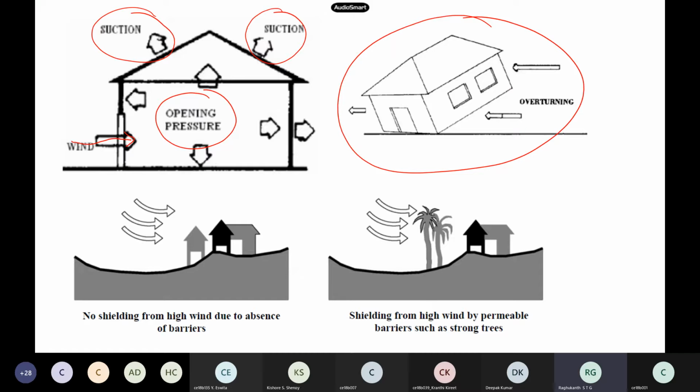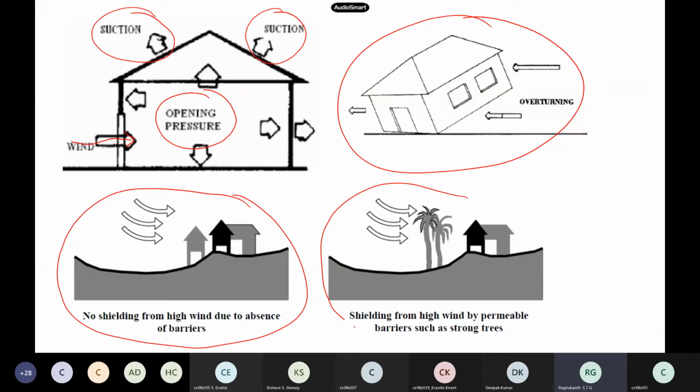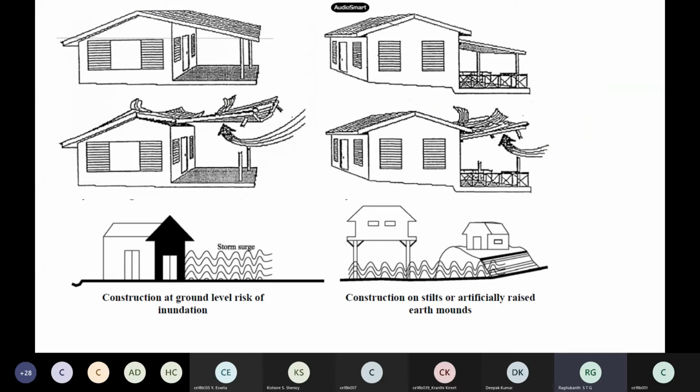We all know that if there is no shielding from high wind, this also makes a lot of difference. If your house has nice trees, or some mountain at the back, then these wind effects will be a little bit lesser. These are some of the effects I'm showing you. There is also cyclone architecture, how to design your building architectures for cyclone resistant architecture, as they say.